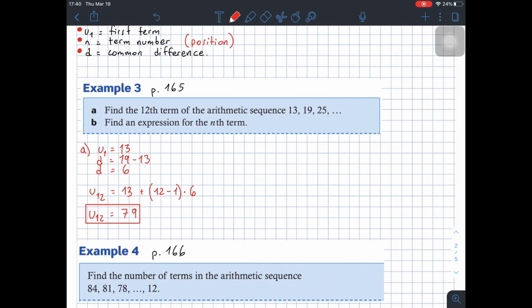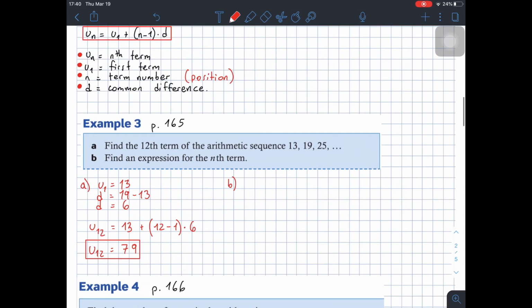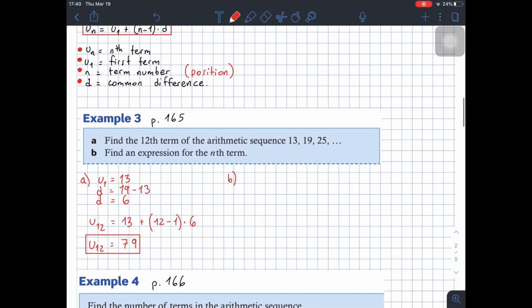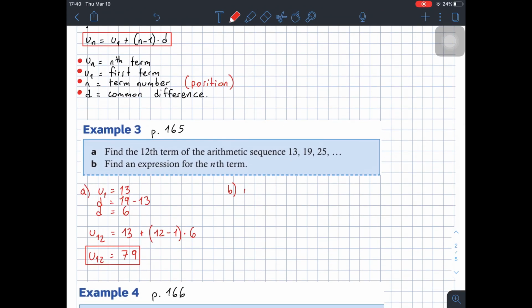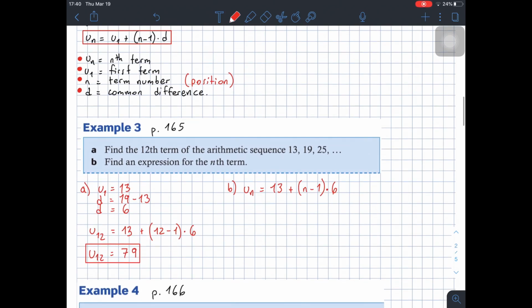And then for part B, it says, find an expression for the nth term. That'll be like writing the general formula for this sequence. So that'll be using this formula again, and we're going to say un, which is the nth term, equals u1, which is 13, plus n minus 1 times 6, right? And that's it. This is the general formula to calculate any term of the sequence.